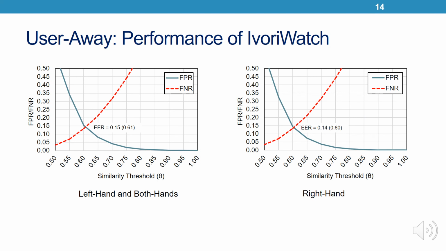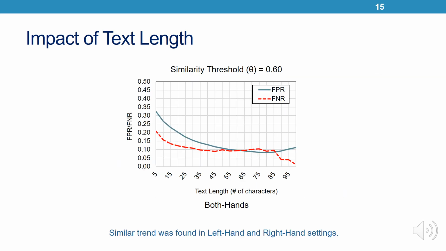This figure shows the performance of IvoriWatch in the user-aware setting, where the malware supplies fabricated input on behalf of the user when the user is performing a random regular activity. In this setting, we achieved an EER of around 0.15 at a similarity threshold near 0.60 in all the hand settings.